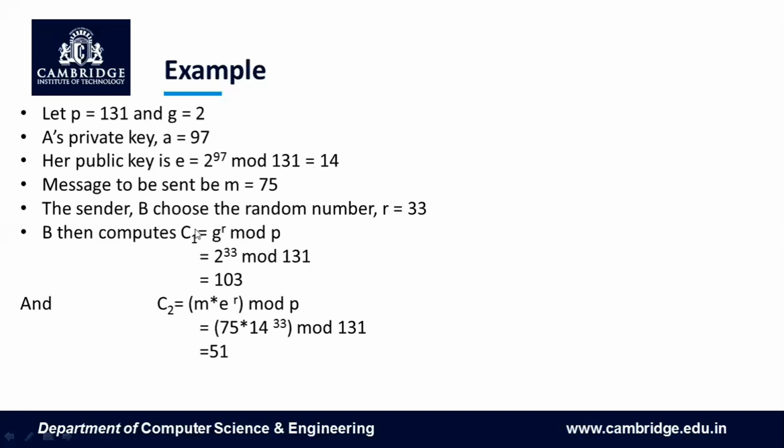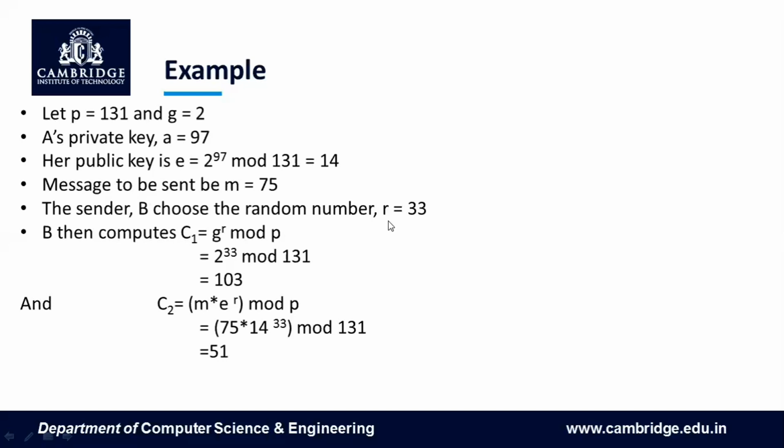And what Bob has to choose is a random number R such that it should be relatively prime to P minus 1. That means the GCD of R comma P minus 1, which is 130, should be equal to 1. We need to use the trial and error method. We need to check with 2. GCD of 2 comma 130 is not 1. 3 comma 130 GCD is not 1. 4 comma 130 GCD is not 1. In a similar way, once we choose 33, the GCD of 33 comma 130 is equal to 1. So the R value chosen is 33.